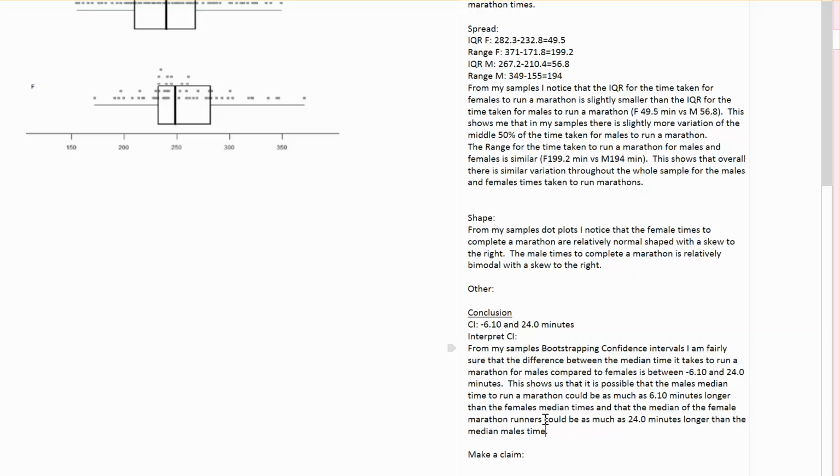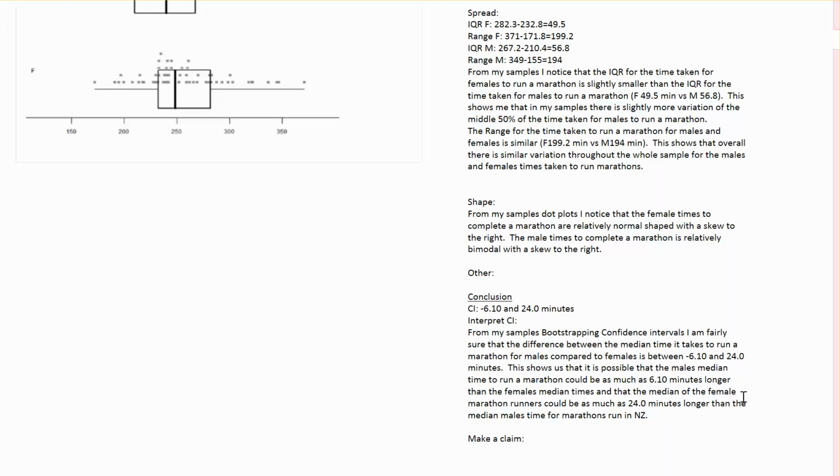Okay, and here we also need to complete that with for marathons run in New Zealand, because we are talking about the population here at this point. So just being careful there to get the medians in there. We've got it here and everywhere else.